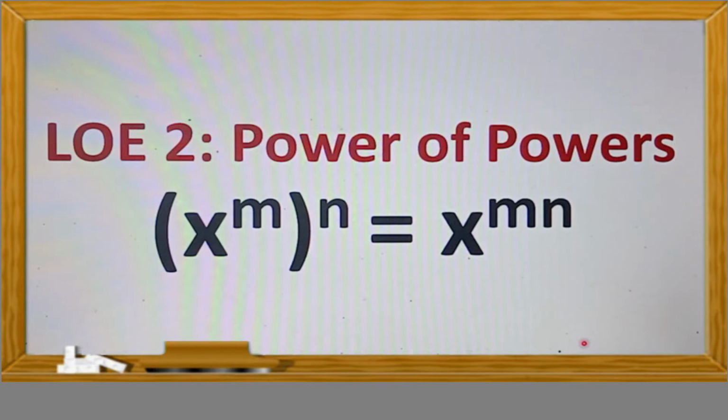Okay, next. Let's proceed to law of exponent 2, power of powers. Let's go to the illustration. We have x raised to m, raised to n. This means an exponent is raised by another exponent. So what do we do here? We're going to multiply the powers. As you can see, x raised to m raised to n is equal to x raised to m times n. We multiply their exponents. Okay, let's proceed to examples.